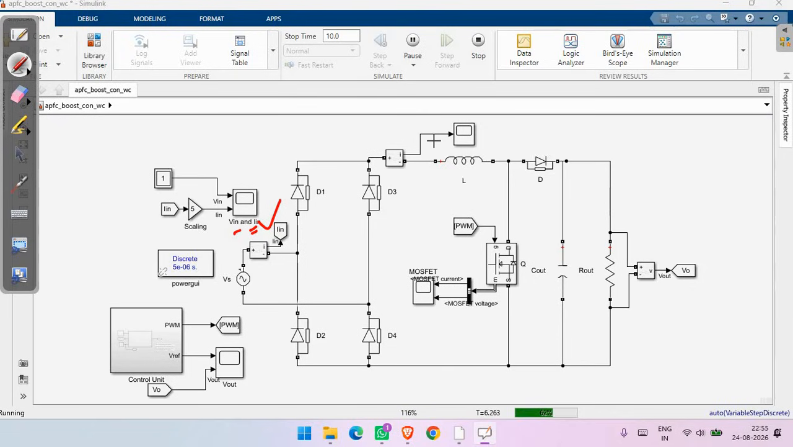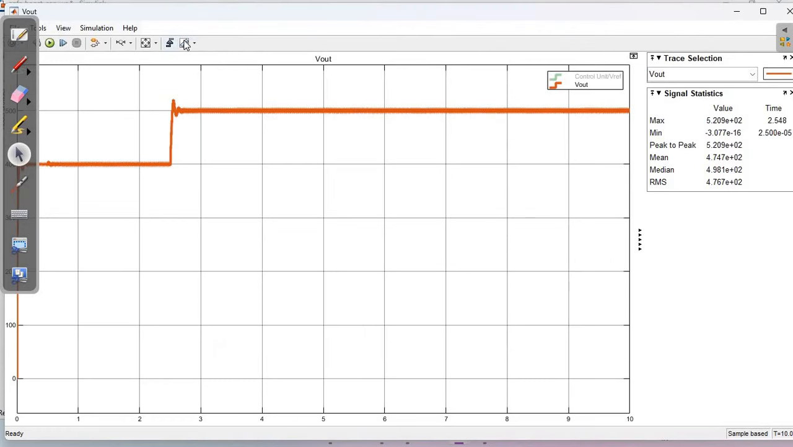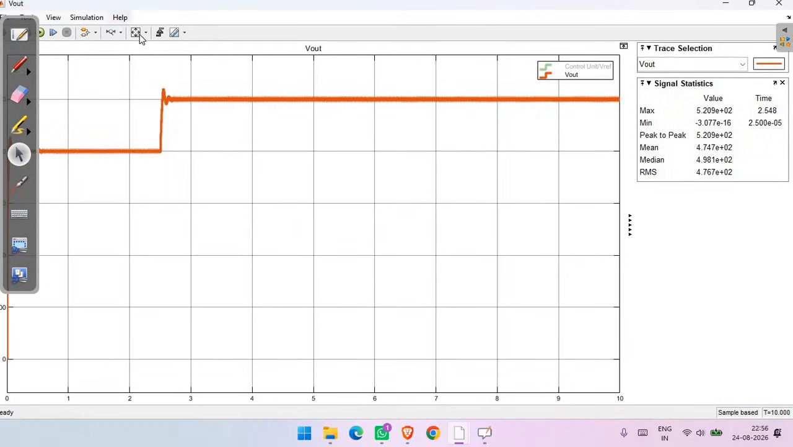Now we run the simulation to take outputs. Here the simulation has completely run. This shows the reference voltage and output voltage. The reference voltage is shown here by the green line, and our output voltage is shown here with the brown line, and our output voltage achieves the reference voltage here.